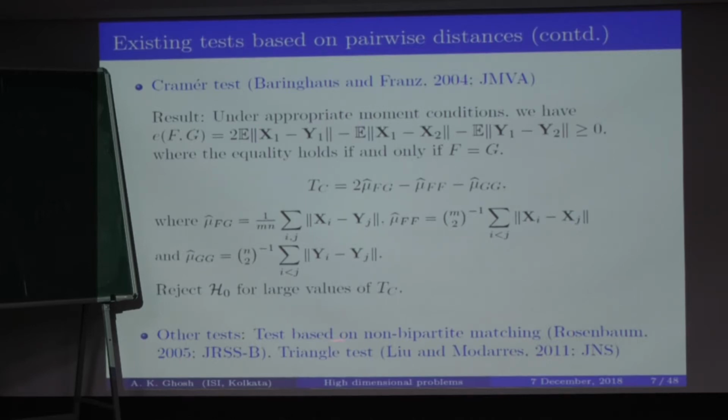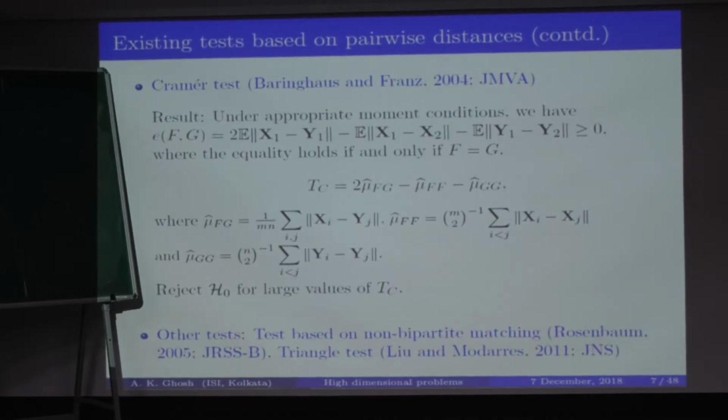Okay, and there are several other tests based on distances that are available in the literature. One is an adjacency test based on non-bipartite matching due to Rosenbaum. There is a triangle test by Liu and Modarres. All are based on Euclidean distances. Okay. Now these are the tests that we have in the literature.